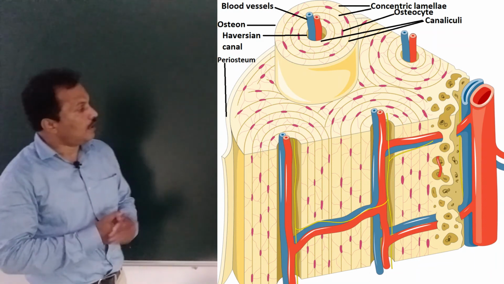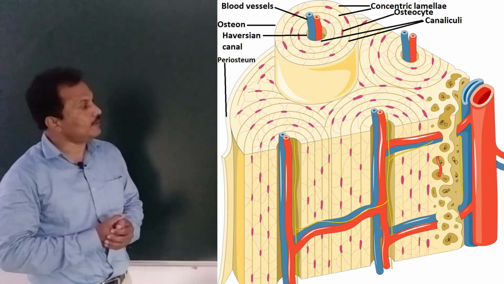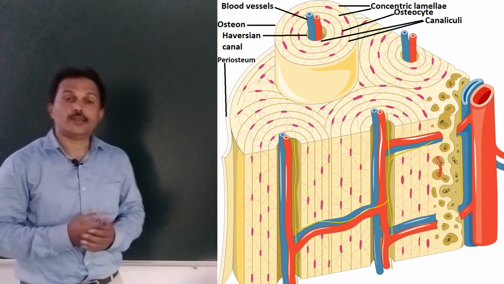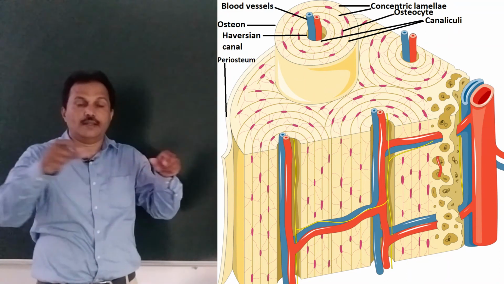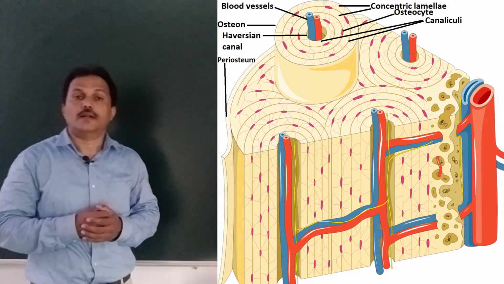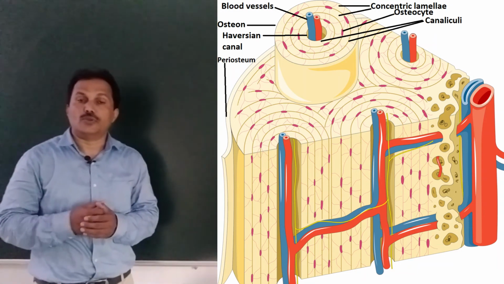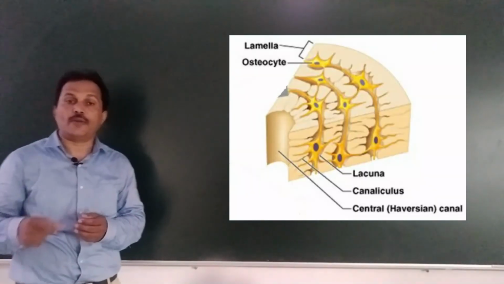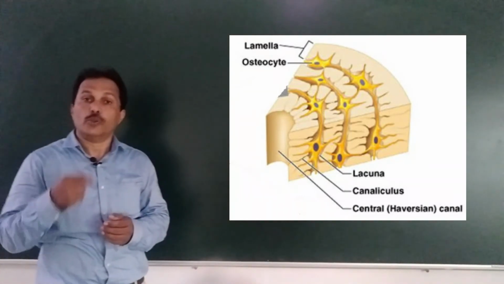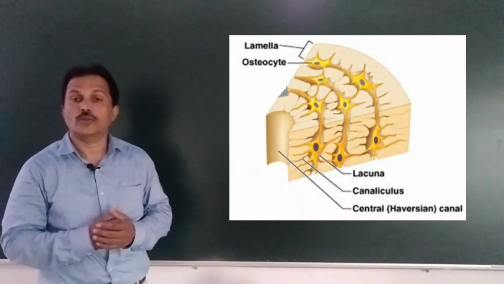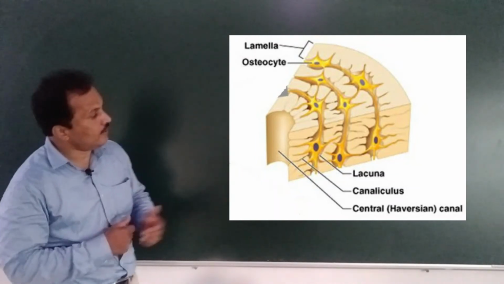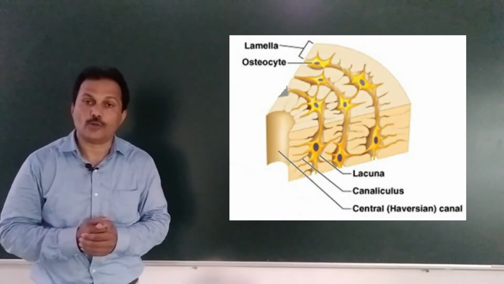Surrounding the Haversian canals, you are finding the concentric lamellae. These are nothing but the spaces in the bony matrix. In a cementing layer, some spaces are kept which are filled with fluid. The spaces are known as lacunae, and they are filled with the fluid in which you will find the osteocytes. These lacunae are interconnected with each other through canaliculi.